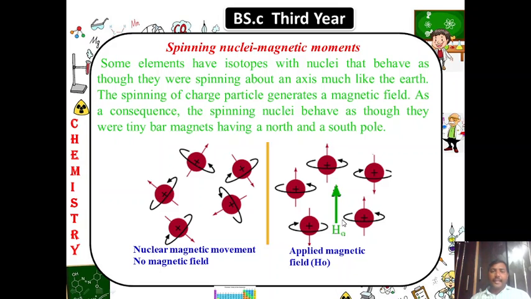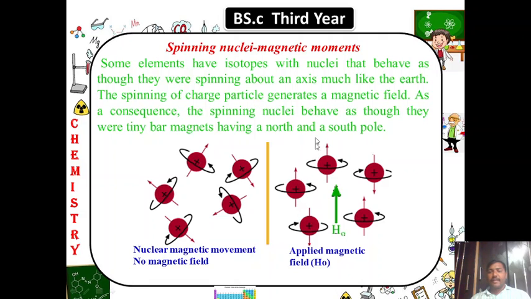Spinning nuclei and magnetic moments. Some elements have isotopes with nuclei that behave as though they were spinning about an axis, much like the Earth. The spinning of a charged particle generates a magnetic field outside, like a tiny magnet. As a consequence, the spinning nuclei behave as though they were tiny bar magnets having a north and south pole. This is without a magnetic field, and this is with an applied magnetic field.